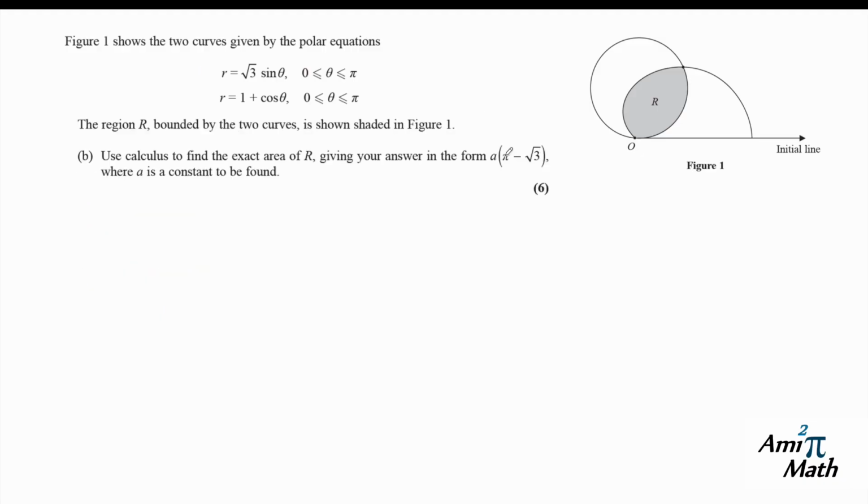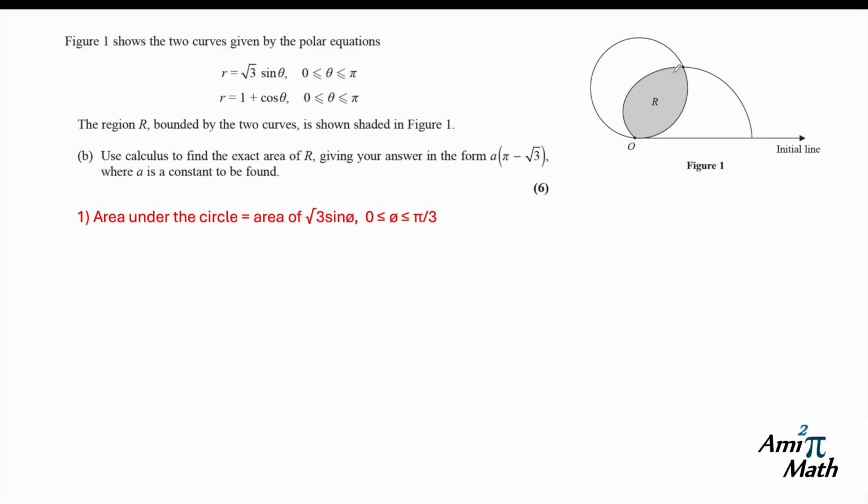Use calculus to find the exact area of R, giving your answer in the form a bracket pi minus root 3, where a is a constant to be found. So we need to find out the area of this now, and to do so, we're going to work out the area of the circle and then the area of this.